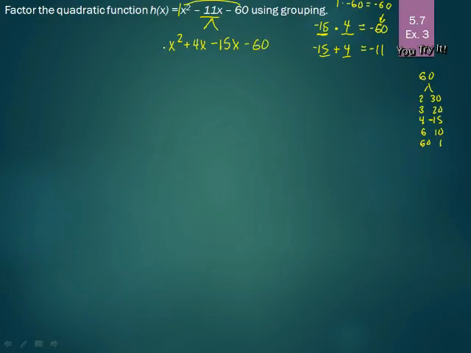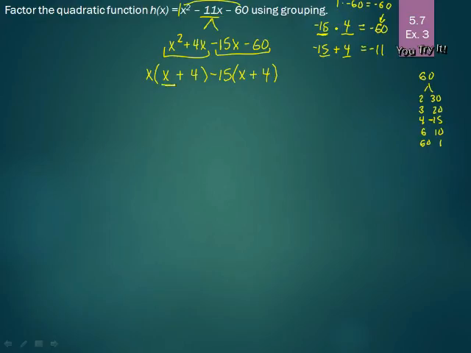And now we need to group the first two and the second two terms, and then we can factor out the greatest common factor. So in the first two terms, they both have an x in common. And so we can factor that out, and then we'll just have an x left, since x times x is x squared, and then we'll have plus 4, since x times 4 gives us 4x. And then here, we see that they both are negative and divisible by 15, and so we can factor out a negative 15, and then inside we'd have x, and then here we'd have positive 4, since negative 15 times 4 is negative 60.